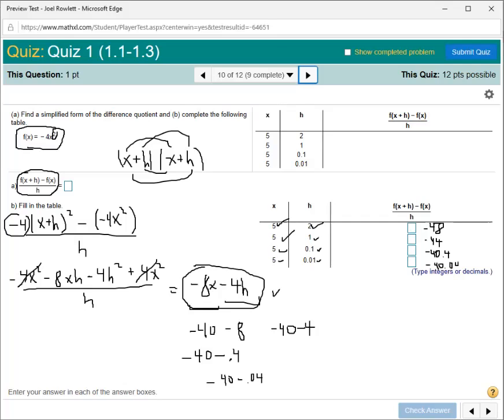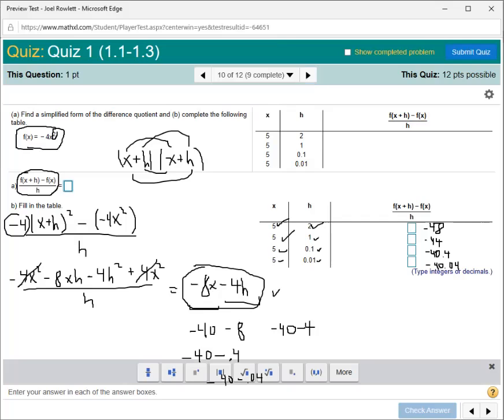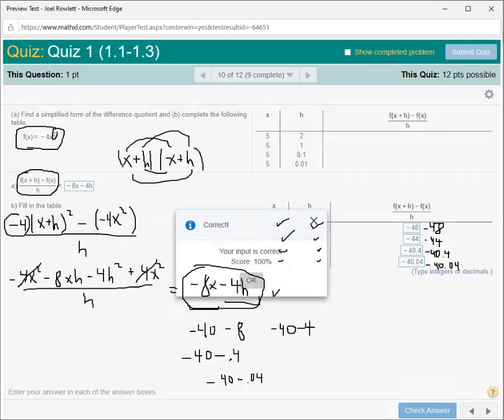Okay. So let me type all of these things in. We said that the answer for A is negative 8x minus 4h. And we said the answers on part B would be negative 48, negative 44, negative 40.4, and then negative 40.04. And let's cross our fingers and make sure we got this correct, and we did, so we're good.